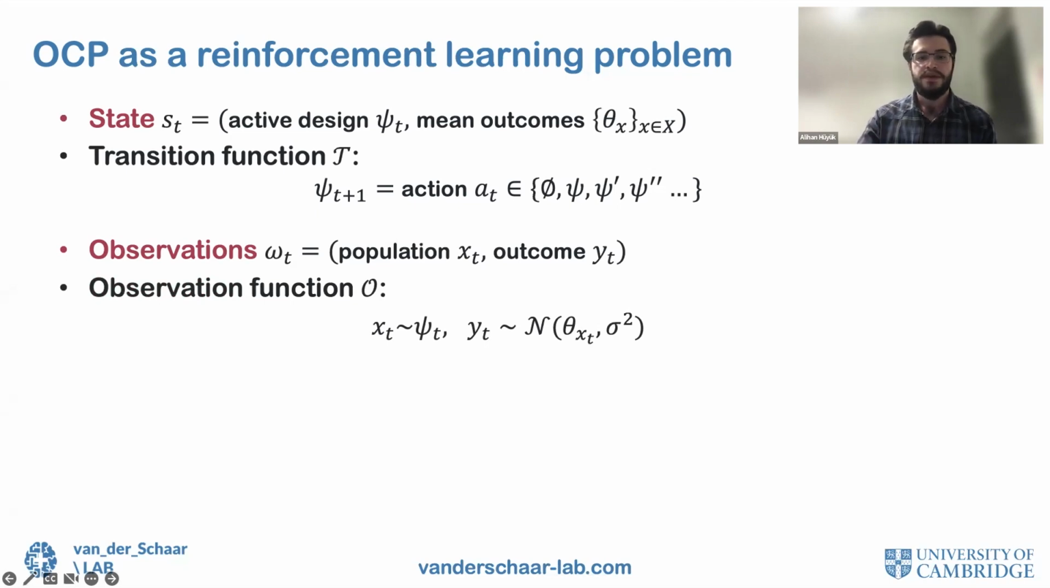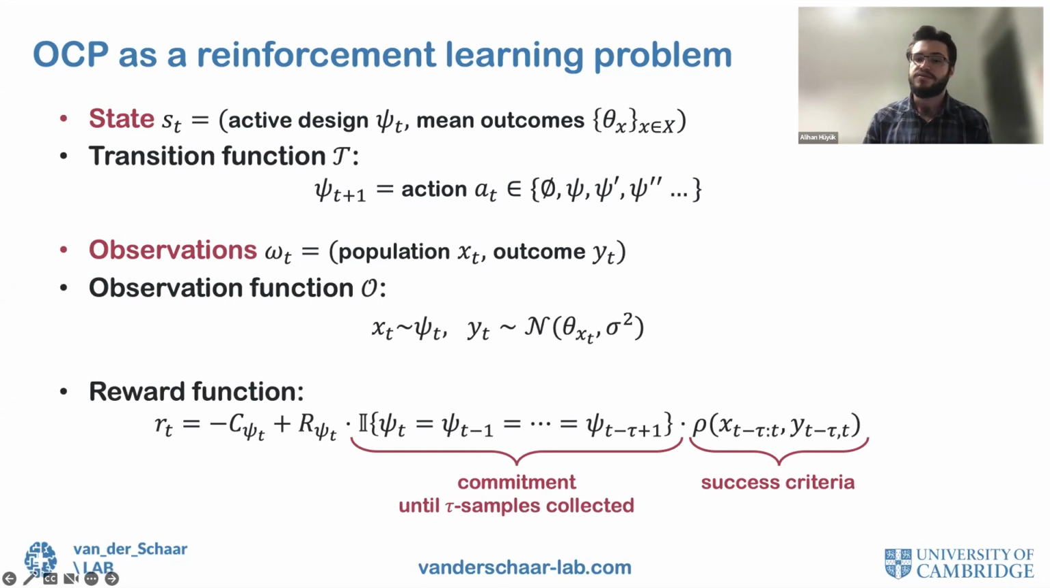And then the decision-making problem that I described earlier can be summarized as a reward function. In this reward function, I always pay a cost for each sample I'm seeing, and I only receive a reward if two conditions are both satisfied. First, I committed to a trial until its designed number of samples are all collected, meaning my actions didn't change for a well-defined period of time. And second is that at the end of this time period, the data I collected is indicative of a success. So this is an alternative way of describing the optimal commitment problem.